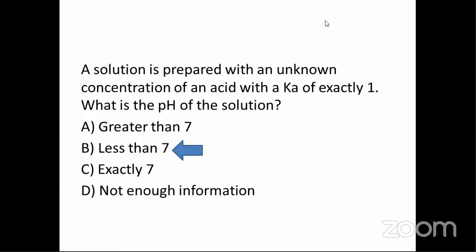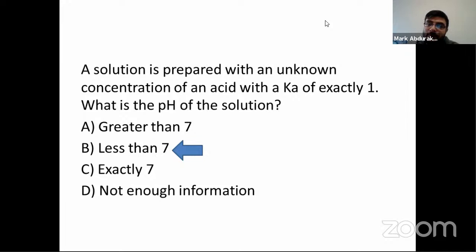Most of the stuff you have to think relatively. Even if the pKa was like 1 or 2, it would still be a pretty strong acid. I would still put B as the answer.